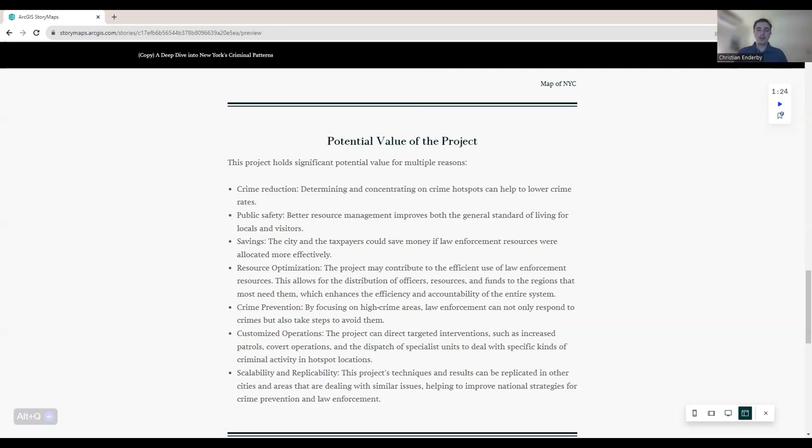The last two are customized operations and scalability. For customized operations, this project can direct targeted interventions such as increased patrols, covert operations, and the dispatch of specialist units to deal with the specific kinds of criminal activity in hotspot locations. Scalability and replicability: this project's techniques and results can be replicated in other cities and areas that are dealing with similar issues, helping to improve national strategies for crime prevention and law enforcement.